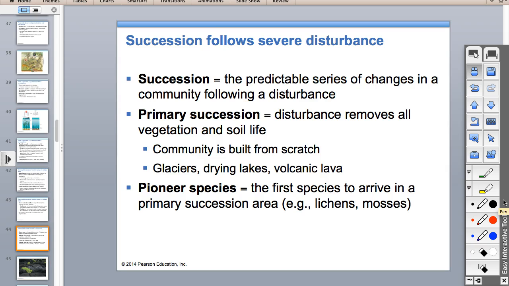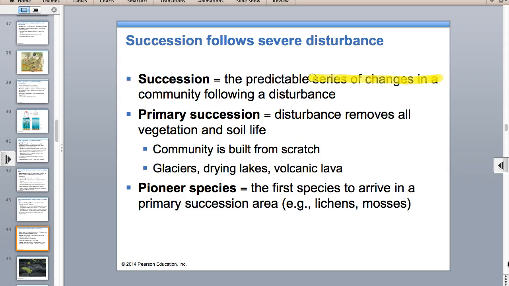So anyway, going back to this succession, it's just where you go through this series of steps, and over time you're going to form soil and you're going to have vegetation. If you have all vegetation and soil life gone, then you're going to have to go through primary succession. It's built from scratch. Oh, drying lakes. Yeah, drying lakes don't have soil, so there's another one for you.